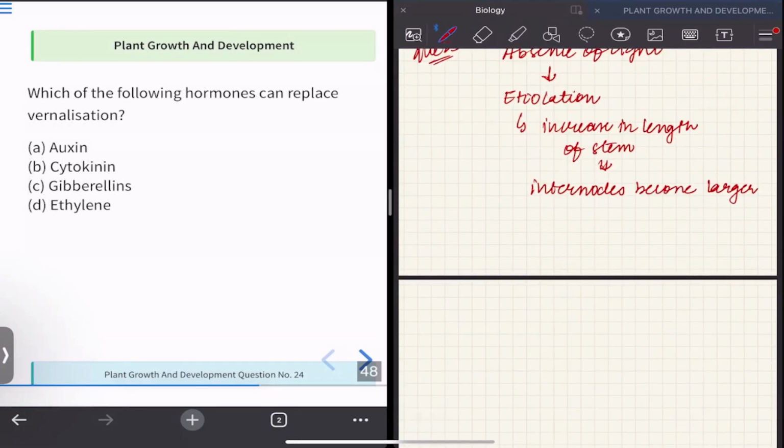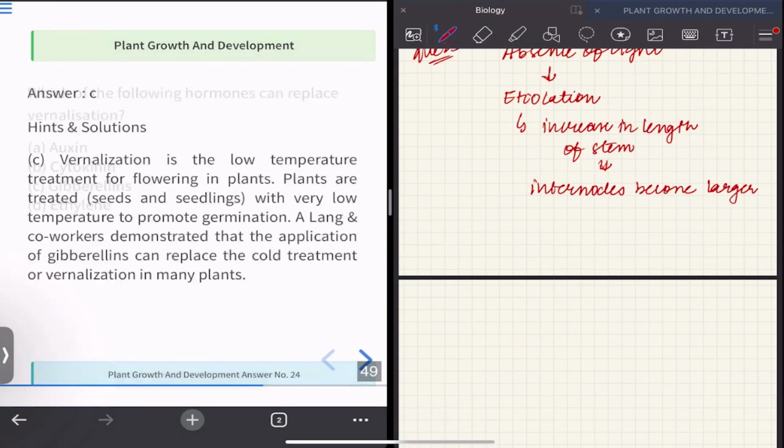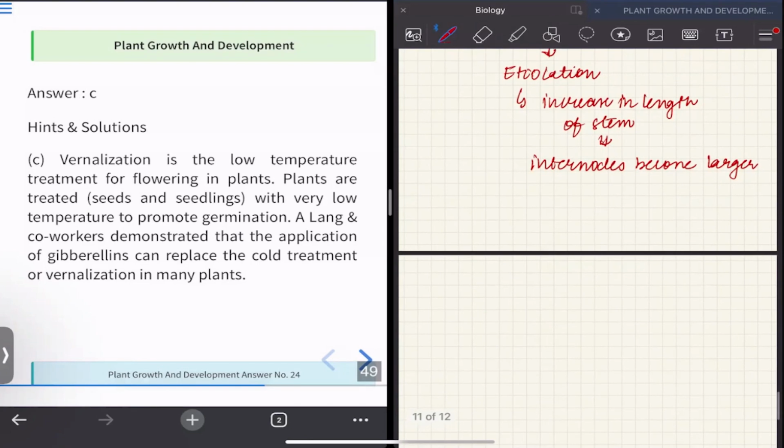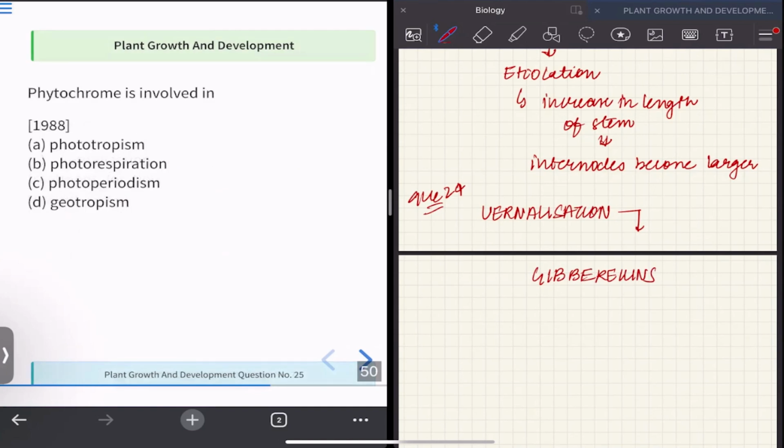Which of the following hormones can replace vernalization? So vernalization is the low temperature treatment for flowering in plants. Plants are treated with a very low temperature to promote germination. Scientists demonstrated that the application of gibberellins can replace the cold treatment or vernalization in many plants. So question number 24, vernalization can be replaced by which hormone, which is gibberellins. Okay.